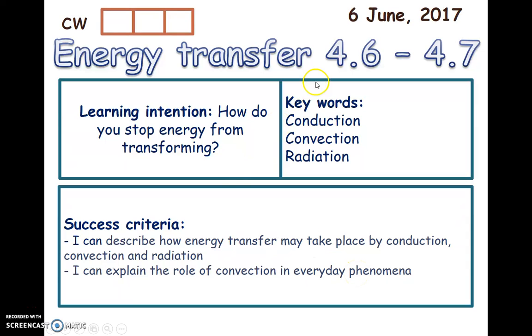Okay, welcome to Energy Transfers 4.6 to 4.7. We're going to learn today how to stop energy from transforming. We talked in the last lesson about what happens when energy transforms. It does work, or something does work, in order to transform the energy. So today we're going to look at these three keywords: conduction, convection, and radiation.